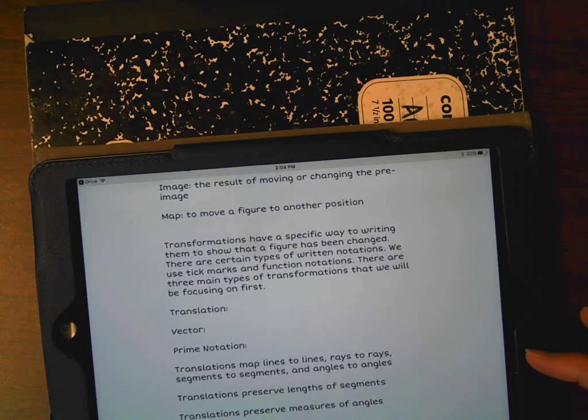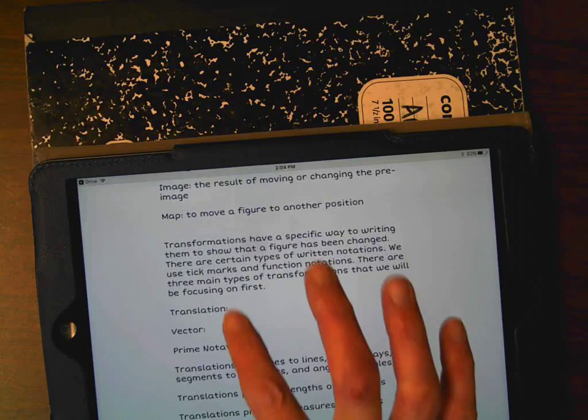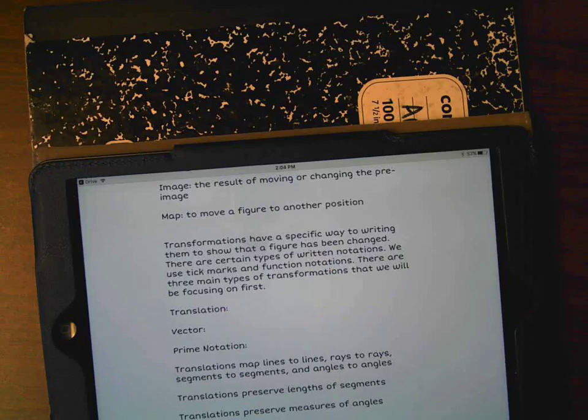And this is where you have to write the definition of a translation. So a translation is, get your pencil out, get ready. A translation is when you slide the preimage to the image position. Okay? So a translation is when you slide the preimage to the image position. Okay? Translation. So something that you could write there that would help you remember is that a translation is a slide.